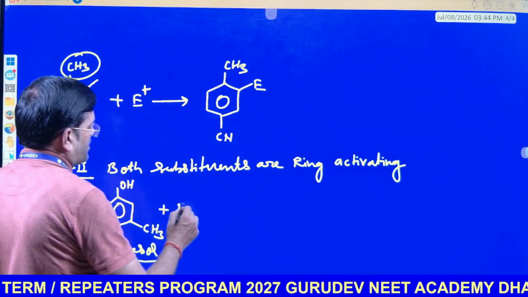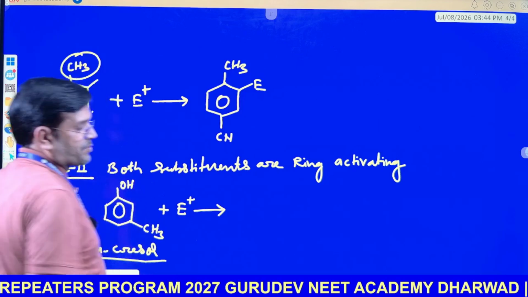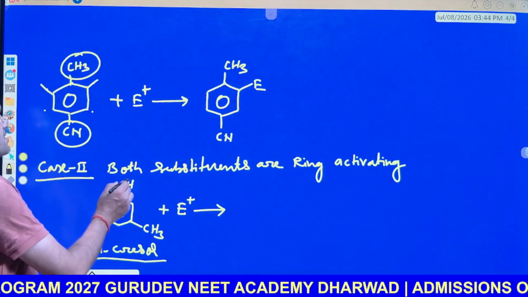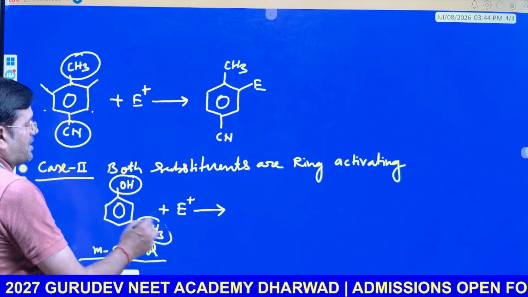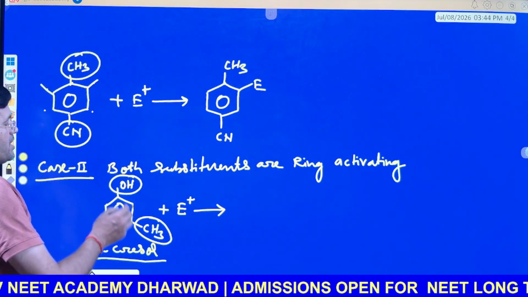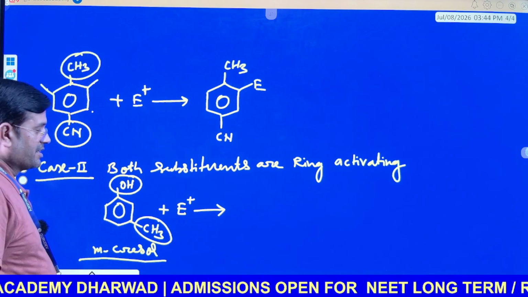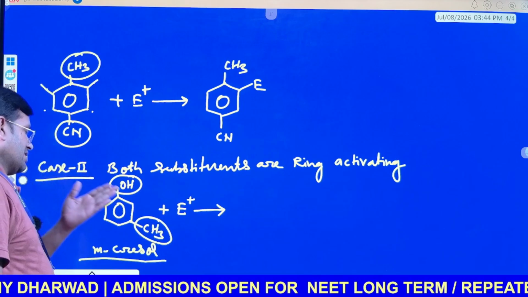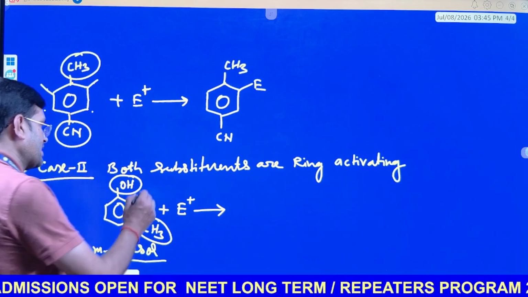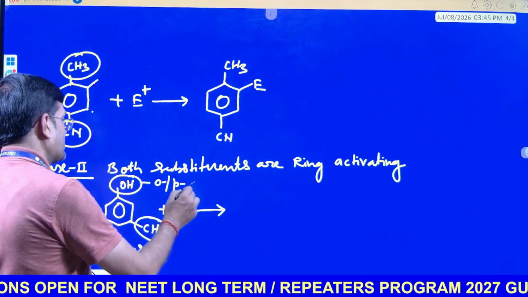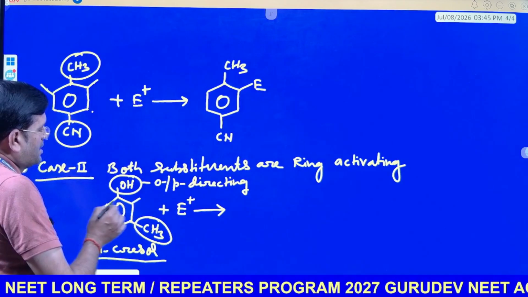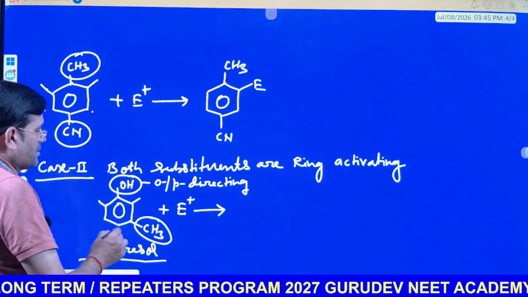Now an electrophile is coming for the further substitution. Think of which side this electrophile will come at, because this is ring activating, this is also ring activating, but as far as the relative ring activating power is concerned, OH is more activating than CH3, right? So the incoming electrophile will come as per the direction of OH, and OH is ortho para directing. So again, this one and this one being ortho and this one being para.